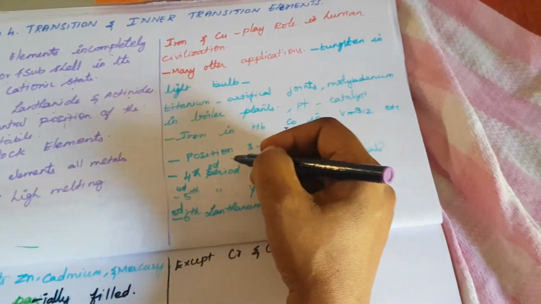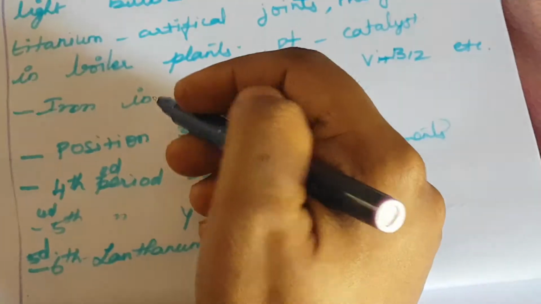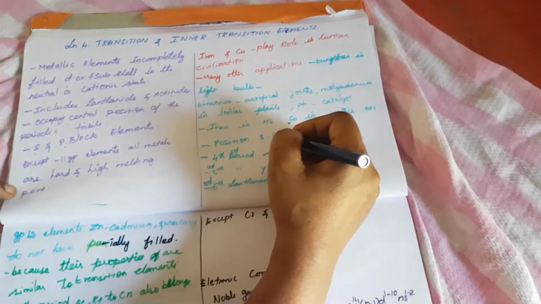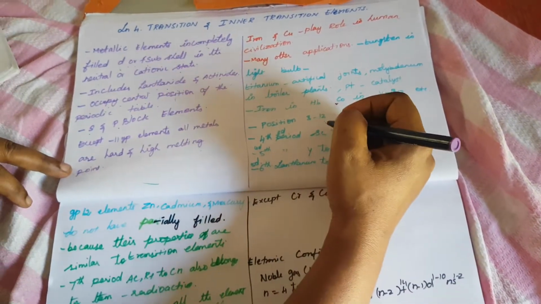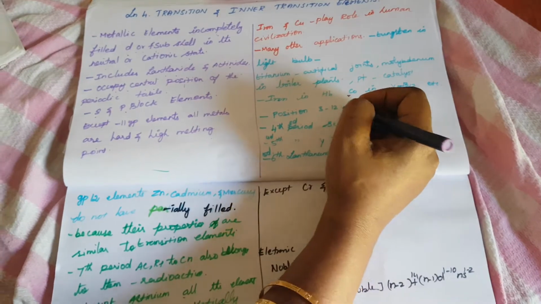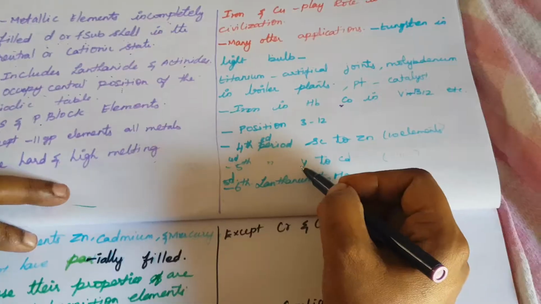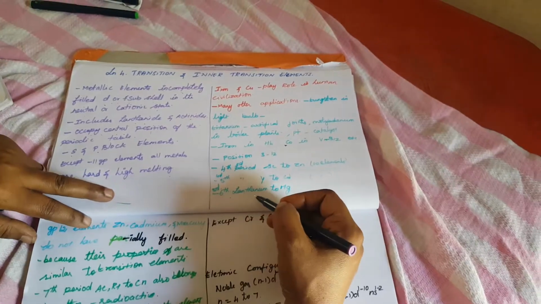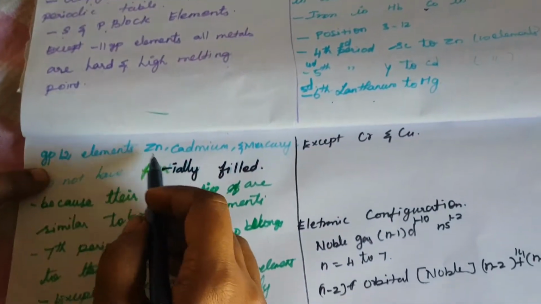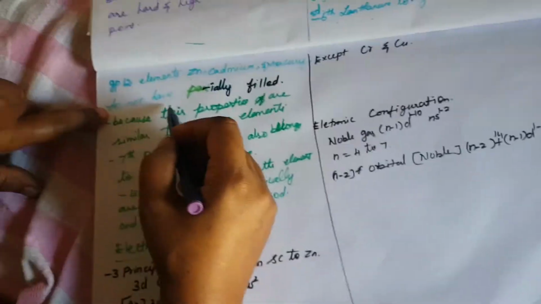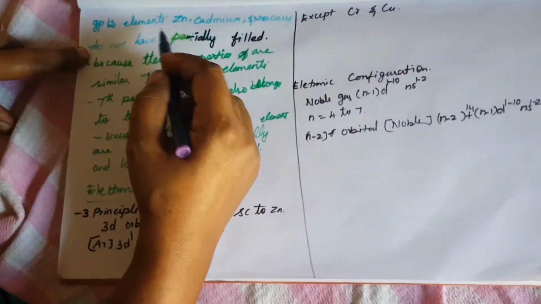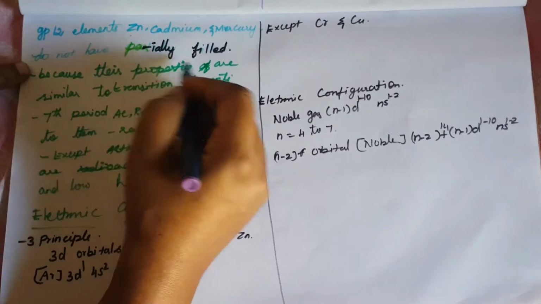So what are d-block elements? The elements in groups 3 to 12 are called d-block elements. I already told you, in the fourth period, scandium to zinc, 10 elements are there. Fifth period, yttrium to cadmium. Sixth period, lanthanum to mercury. And the group 12 elements, zinc, cadmium and mercury, do not have partially filled d orbitals; I already told you these are completely filled.